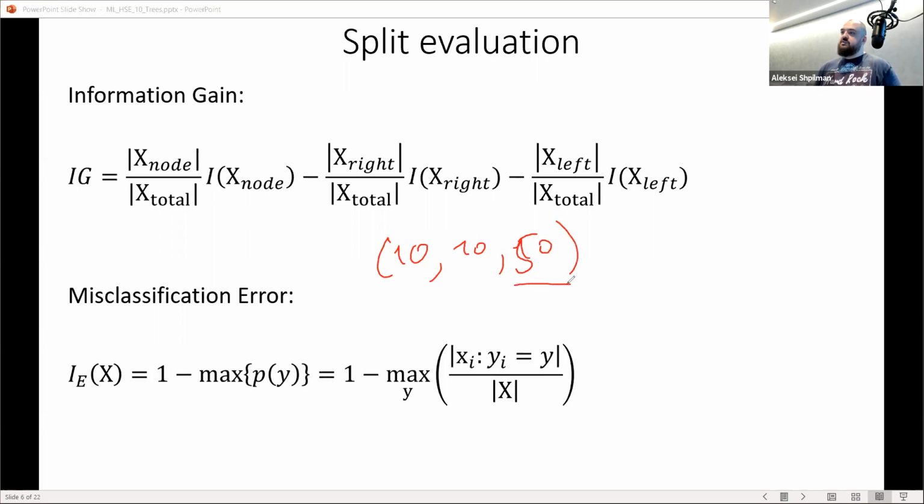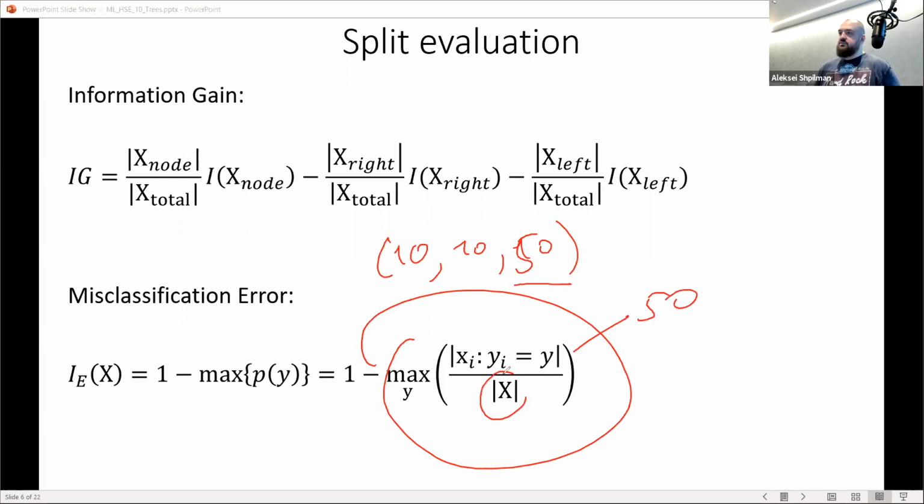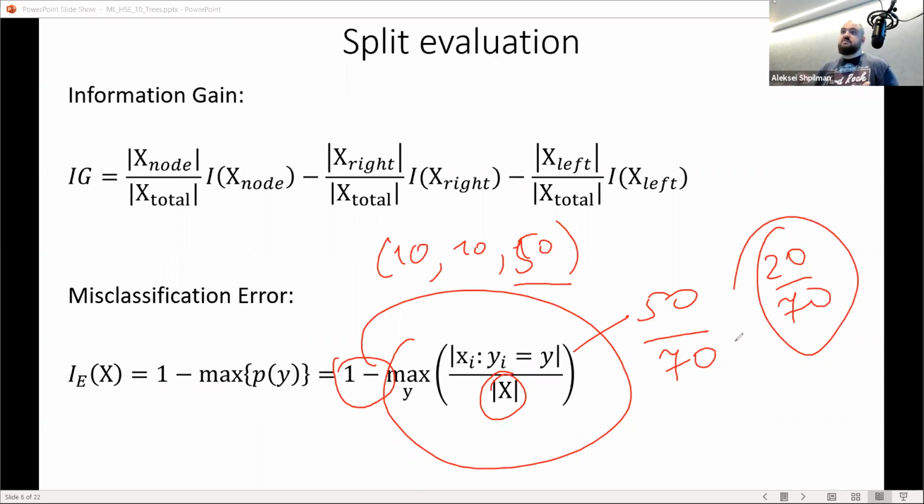So you have the majority class. This is your max, right? So this is 50 divided by the whole point, 70, right? And you take 1 minus it, so 20 over 70. So this is your misclassification error. Or how many points will you misclassify if you classify by the majority class? Correct?